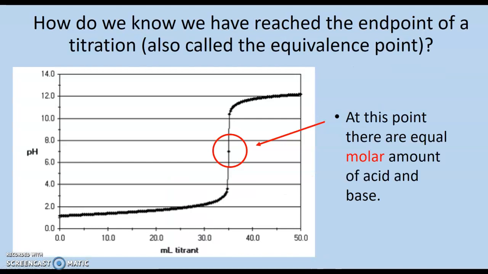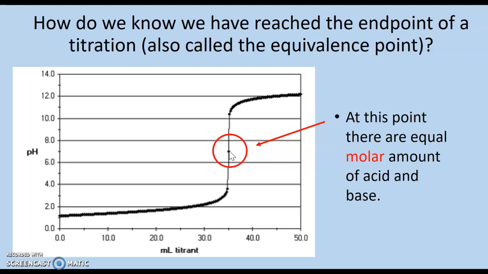So how would we know we have reached the endpoint, aka the equivalence point? If we were using a pH probe and it was graphing it for us, then we would know when the pH gets to this point, which is 7, that's the end. We have equal molar amounts of acid and base. But if we didn't have a pH meter, how could we do this?